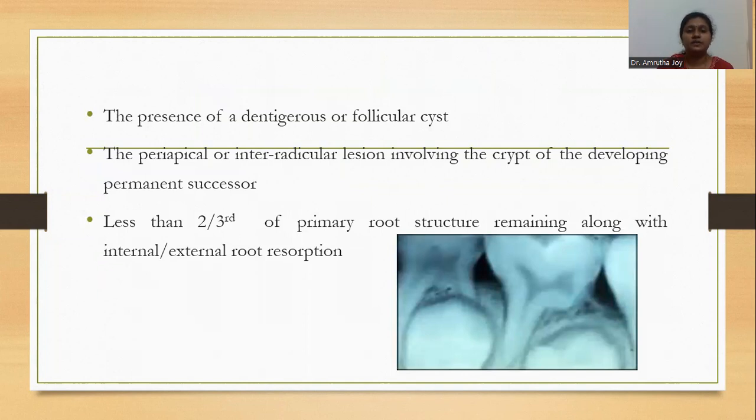And in case of presence of any dentigerous or follicular cyst, or if the periapical radicular lesion involves the follicular space of the permanent tooth bud, or if less than 2/3 of the primary root structure is remaining, in such cases also we cannot perform pulpectomy.